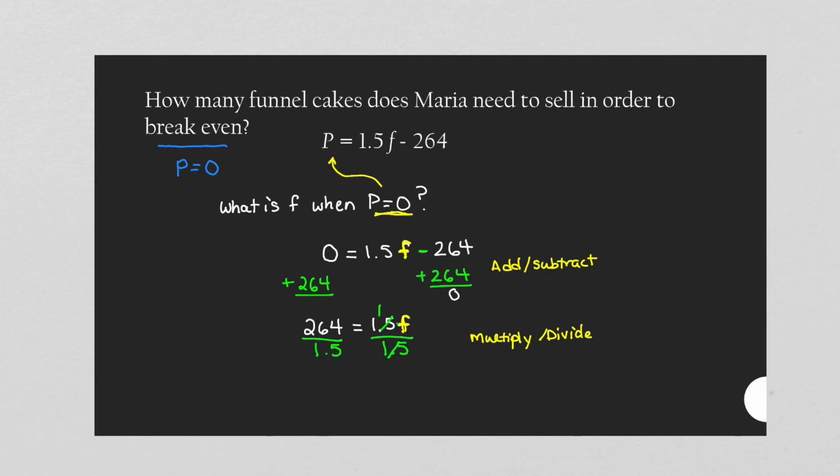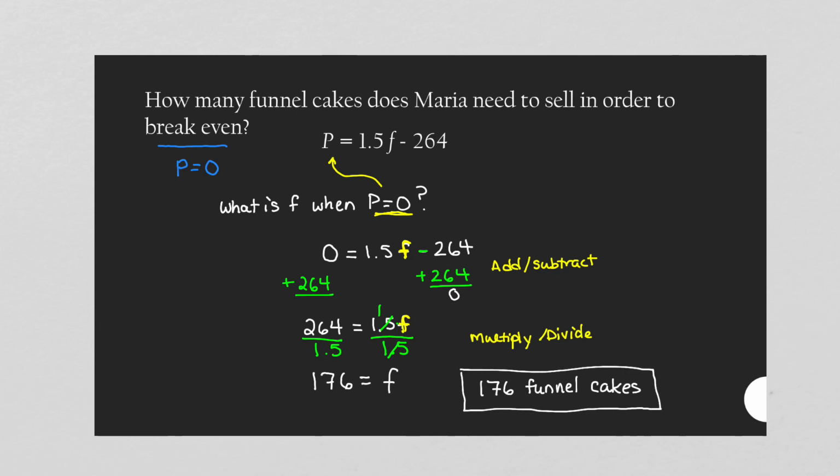Doing so, on the right side, 1.5 divided by 1.5 is 1. 1 times F is F. And on the left side, we have 264 divided by 1.5, so that's going to give us 176. That means Maria needs to sell 176 funnel cakes in order to break even. So Maria needs 176 funnel cakes in order to break even.